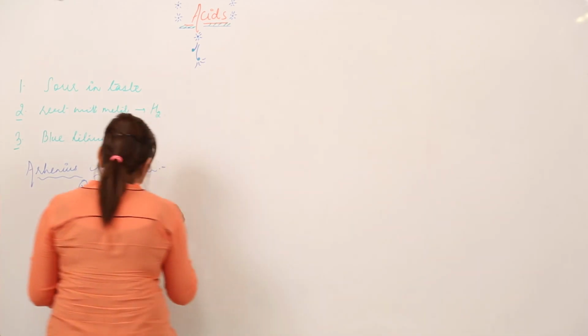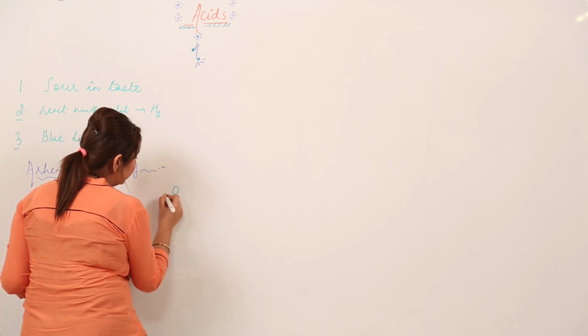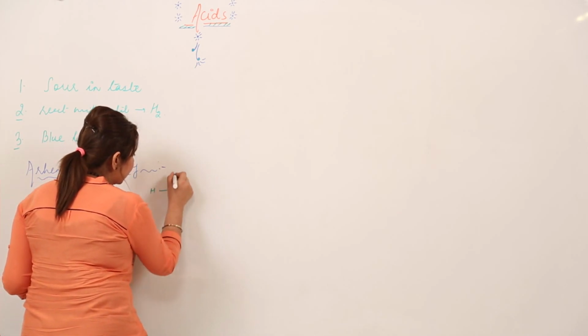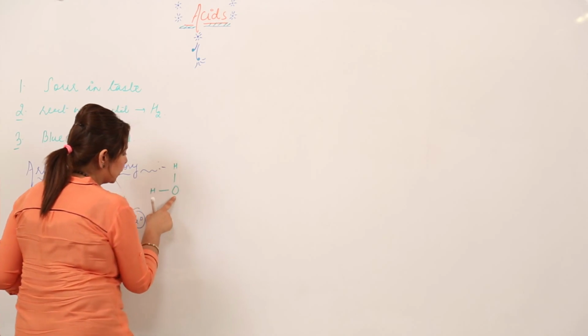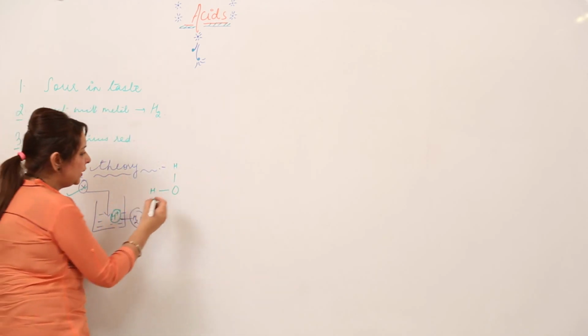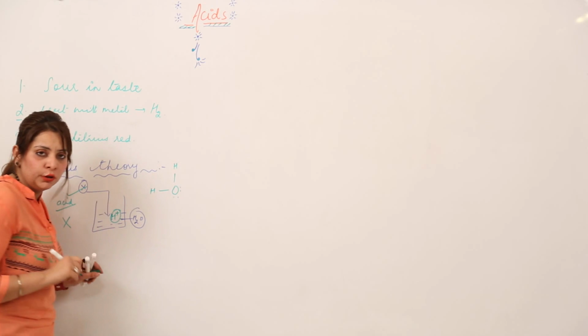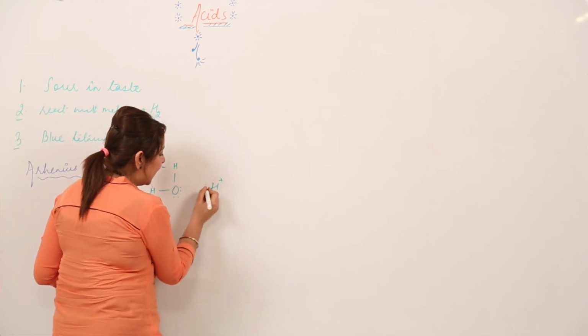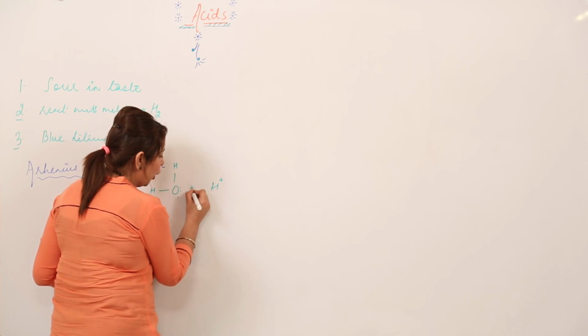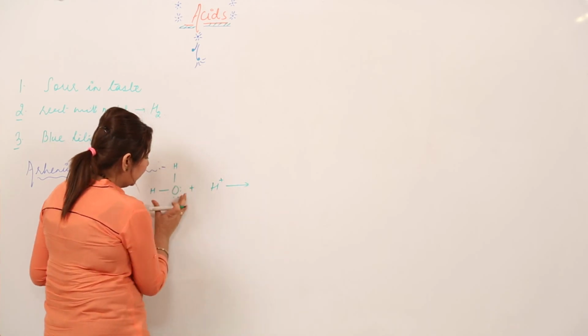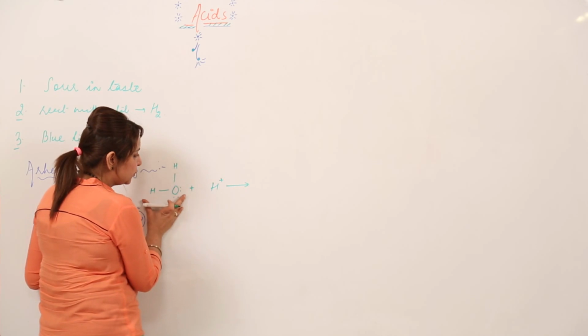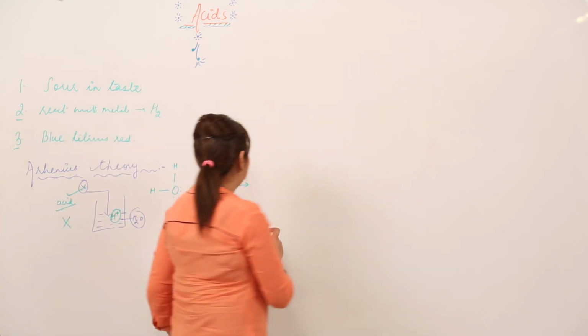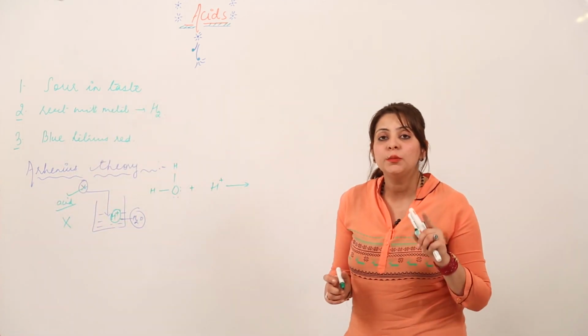We know that the structure of water is this. The oxygen is making two covalent bonds with hydrogen, and there are two lone pairs. So when these hydrogen ions are dissolved in water, they form a coordinate bond between the lone pair, that means between the water molecule and the hydrogen ion. And I think you know what a coordinate bond is.